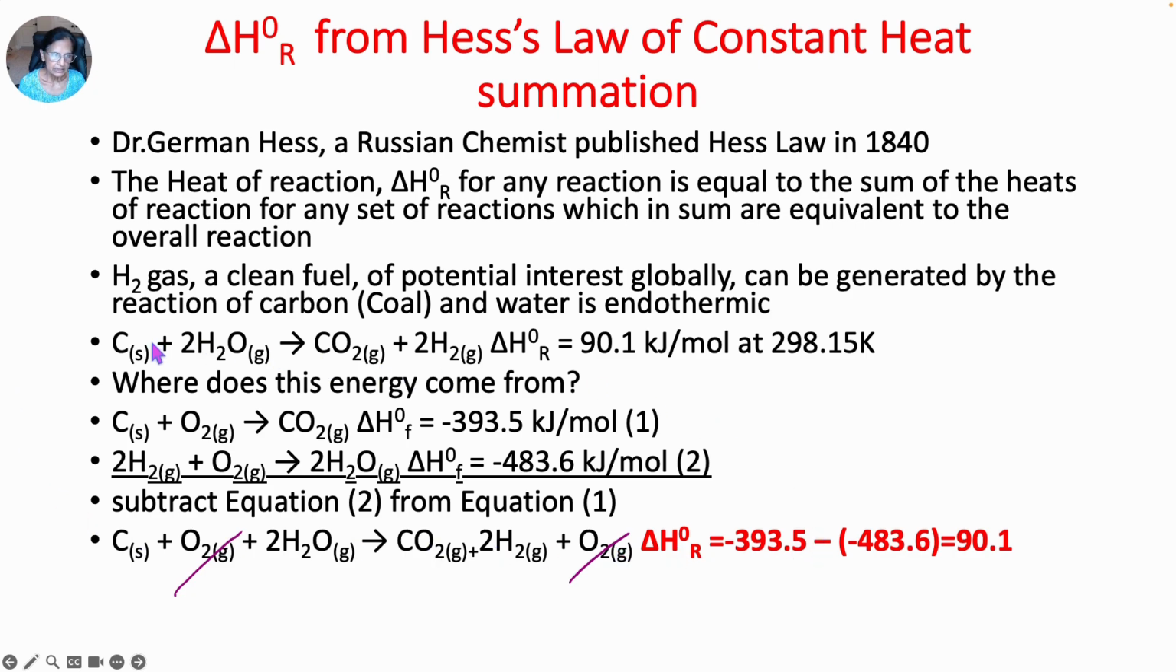So you can get the same equation in terms of the formulae, reactants and products, as well as in terms of the heat of reaction, from a different set of reactions. Then if both are equal, that means Hess law is proved. So this is the third method of calculation. We can get the value from any other set of reactions. So this is the Hess law of constant heat summation.